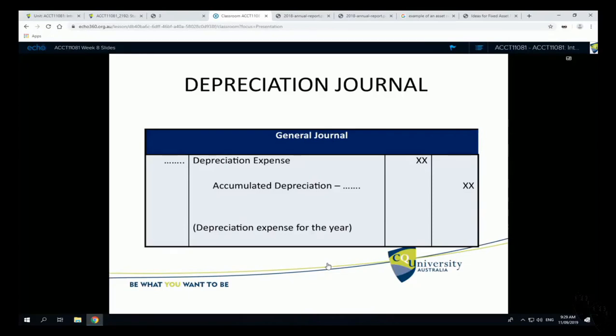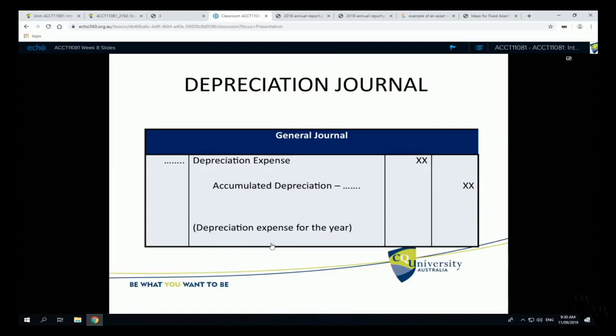So that contra, or opposite to, sits there as a credit amount to take off the debit cost of the asset on the balance sheet. And you're taking that cost off, so you're crediting it there, and you are debiting it to the profit and loss statement, to the income statement as an expense. That literally is this journal entry, and that is the depreciation expense for the year.